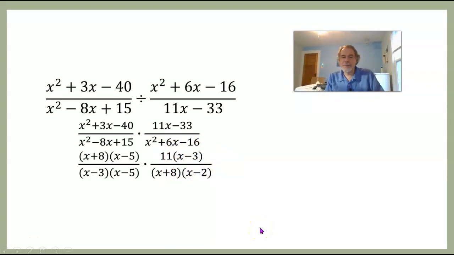Okay, now comes the fun part. Canceling. What can we cancel? Did you say the x plus 8s? Did you say the x minus 5s? Did you say the x minus 3s? Those all cancel. Anything else? Nope. So what we have left when the dust clears is 11 over x minus 2.